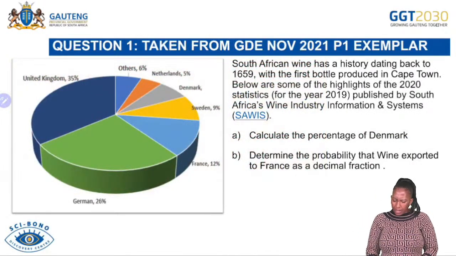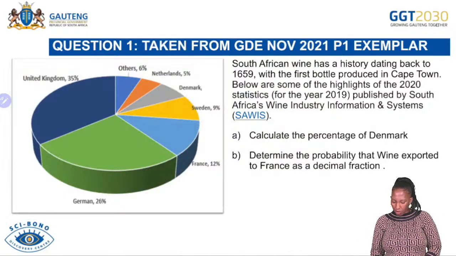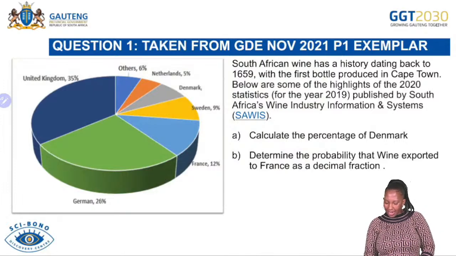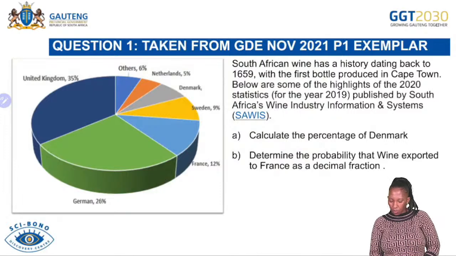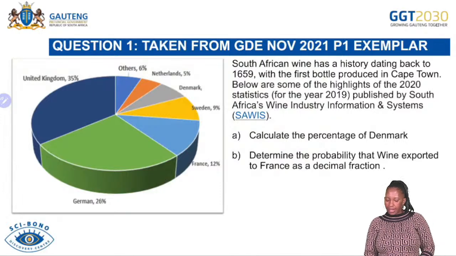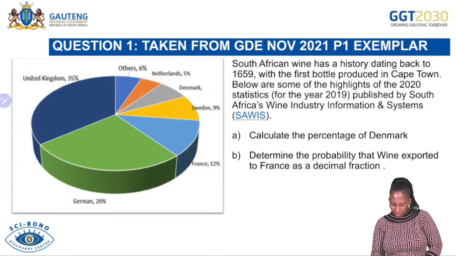Now, let's have a look at this one. South African wine has a history dating back to 1659, with the first bottle produced in Cape Town. Below are some of the highlights of the 2020 statistics for the year 2019, published by South Africa's Wine Industry Information and Systems. Now the first question says, calculate the percentage of Denmark.